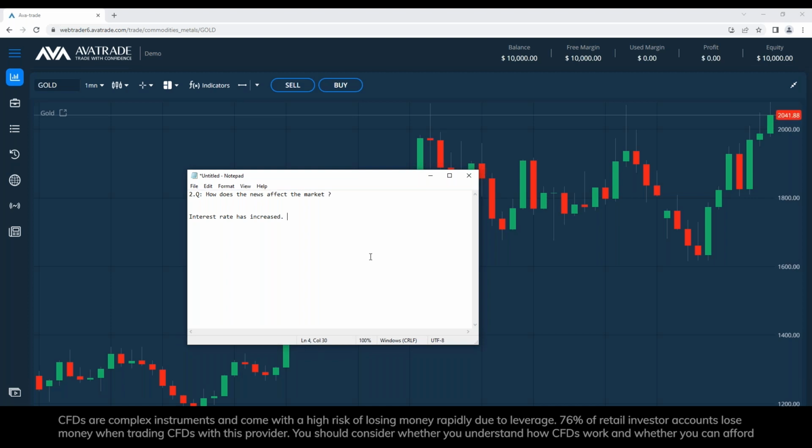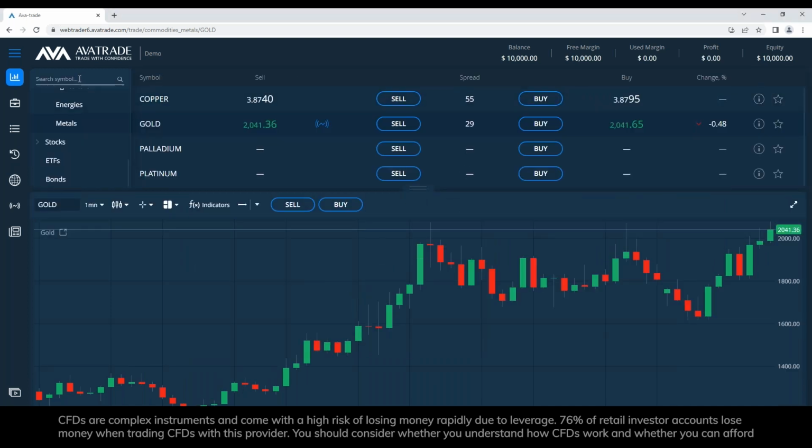So the news affects the market in waves. First, there is the impact on the economy itself, on the dollar. For instance, if the interest rate is increased in the US, the currency there is the dollar. And as a result, you have gold that is affected. You have crude oil that is affected. Let's look at the indices.